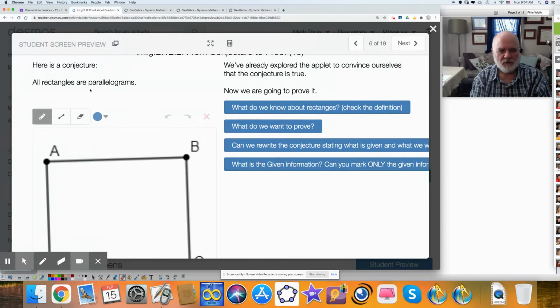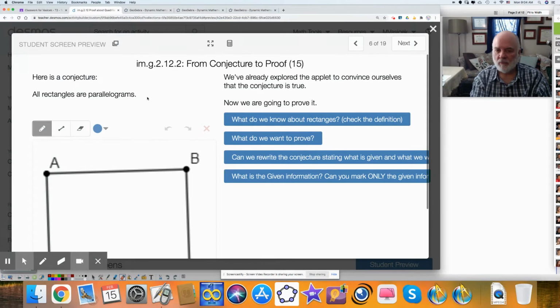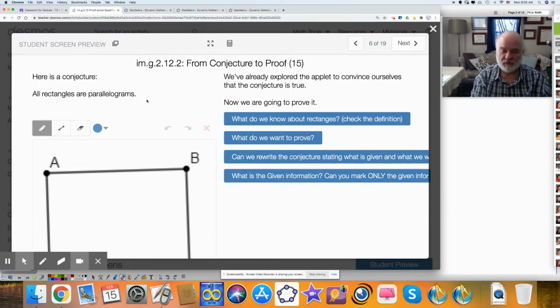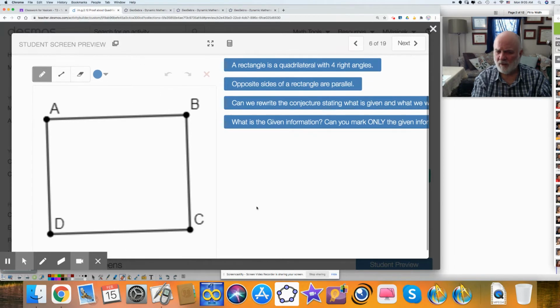First of all, here's the conjecture: all rectangles are parallelograms. We've explored the applet enough to know that we believe this is true. We've made the assertion, and now we've explored it to make a conjecture. Now we're going to try to make a proof out of it. First of all, what do you know about rectangles? Well, we know that a rectangle is a quadrilateral with four right angles. What do we want to prove? We're trying to prove that the opposite sides are parallel, because that's the definition of a parallelogram.